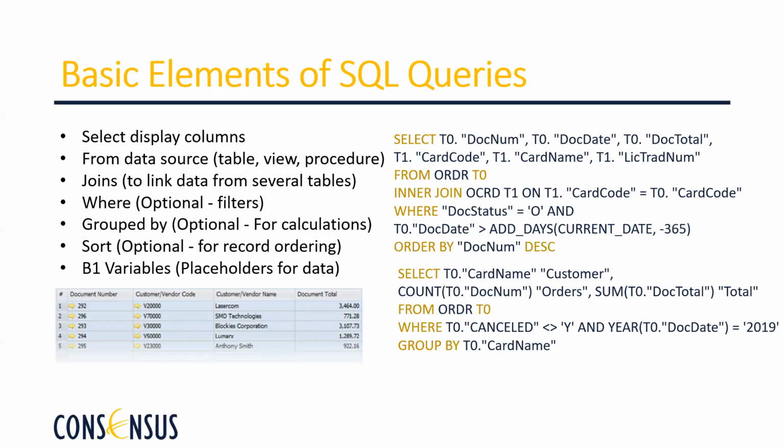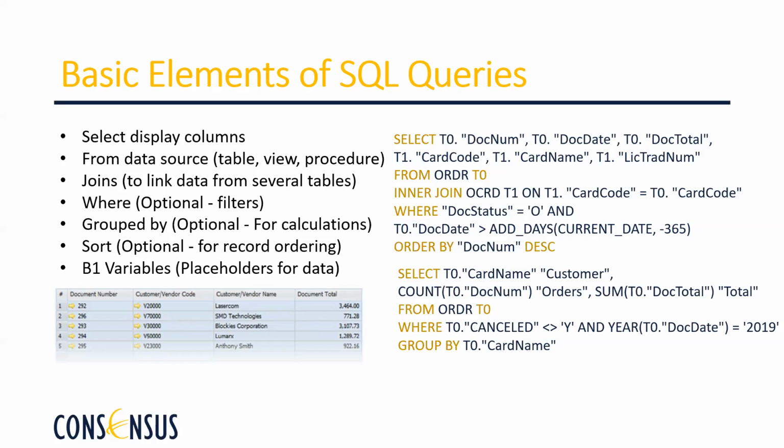Now from indicates what the data source is. That data source could be a table like we just saw, like OCRD, for example, or ORDR for the order. It could be a view that somebody has built for you. It could be output from a procedure in the system. Those are more advanced topics, but the basic topic would be a table. You're pulling out columns from a table. The little T0 that you see there highlighted in orange is just an alias so that we don't have to type out ORDR dot the field name for everything, because that would make the query really large.